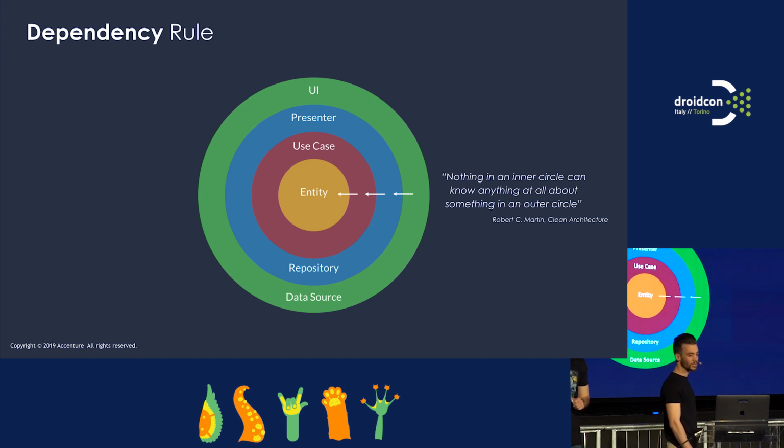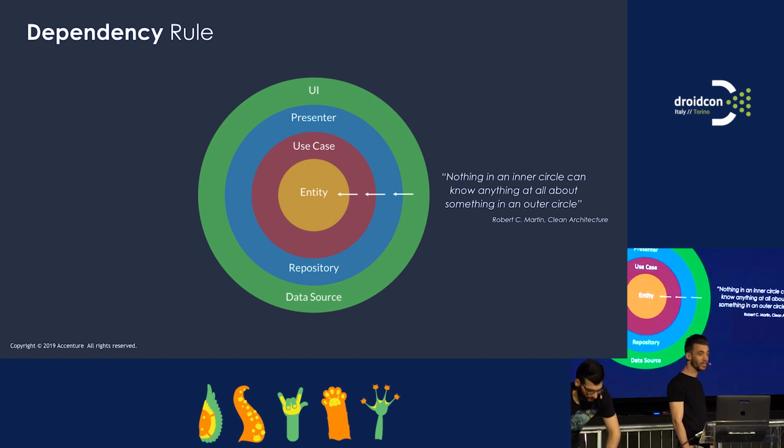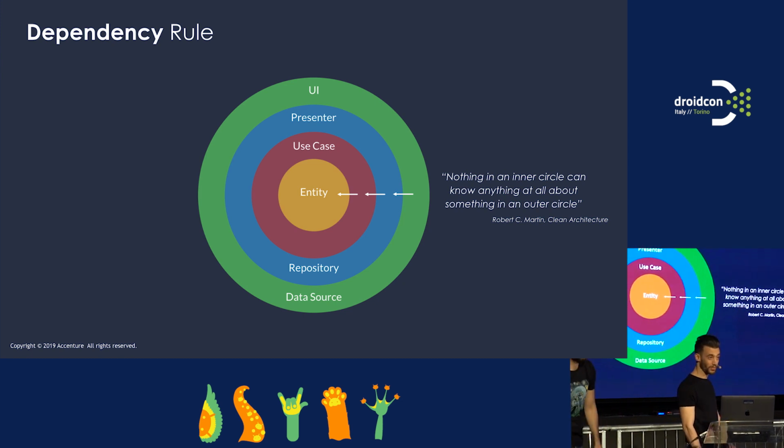So this rule states two things. The first one is that nothing in the inner circle can know anything at all about the outer one. And the second thing is that changes in the outer circle cannot affect the inner ones. So if you think of it in this way, this is just a way to depict the dependency hierarchy that we have here in this architecture.